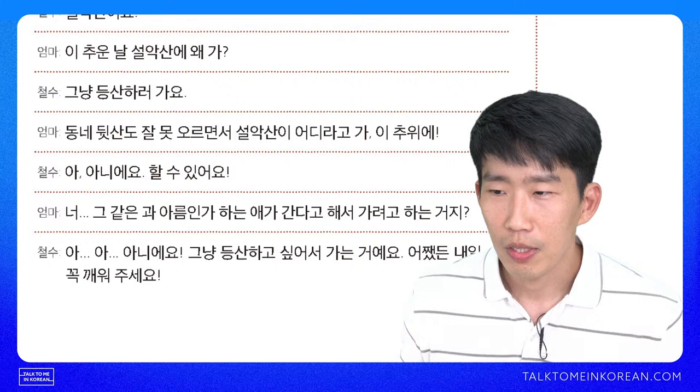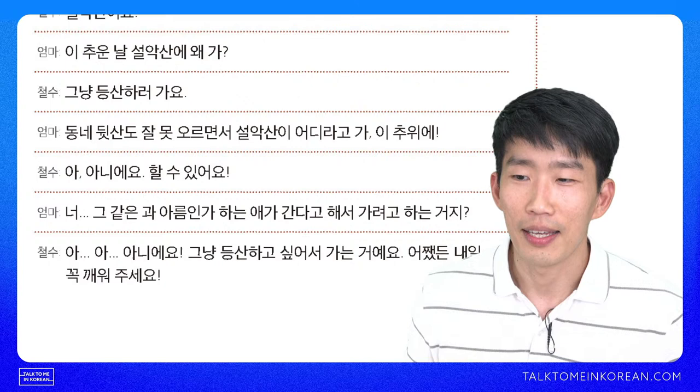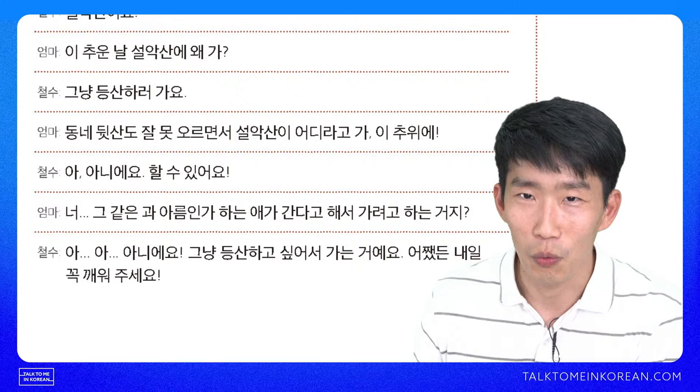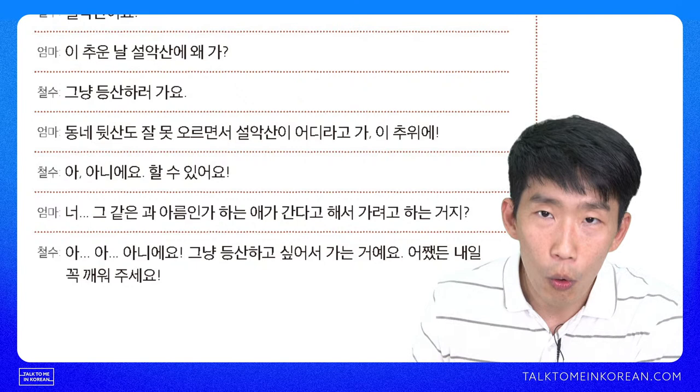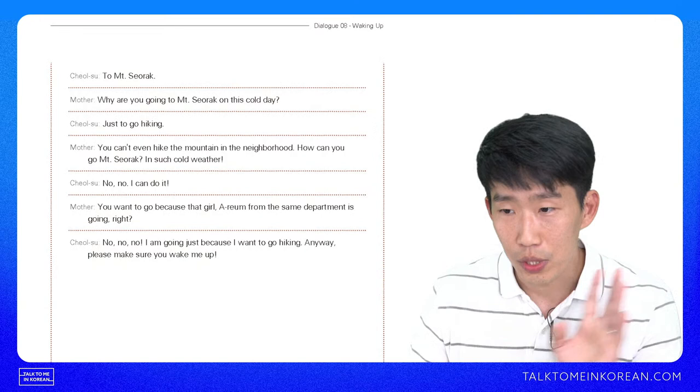애가 간다고 해서, she's saying that she's going there. 가려고 하는 거지? You're going there too, right? And 철수 says, 아니에요. 그냥 등산하고 싶어서 가는 거예요. I'm going there just because I want to walk or hike in the mountains. 어쨌든, anyway, 내일 꼭 깨워주세요. Please wake me up for sure tomorrow. So that was the dialogue. And right after that, we see the translation.